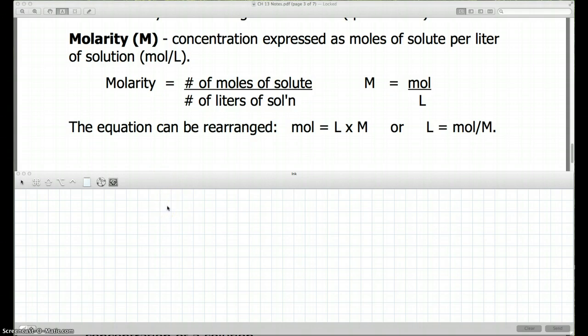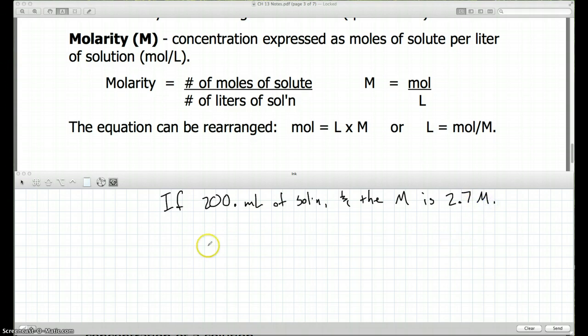Let's see. If we have exactly 200. milliliters of solution, and the molarity is 2.7 molar, how many grams of, let's see, let's do NaCl again.